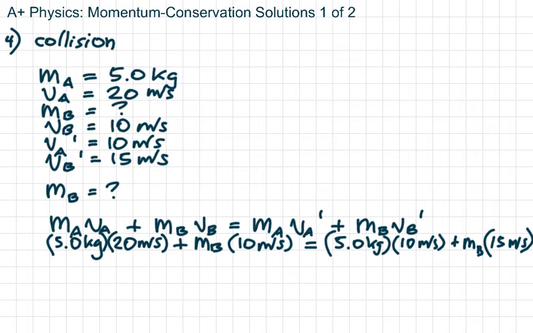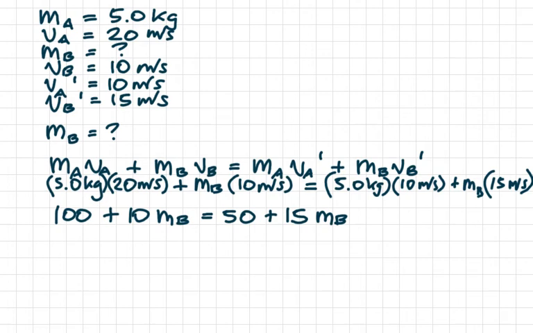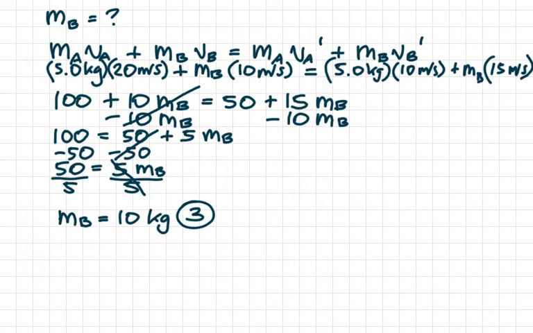Plug in, and then I like to rewrite without the units because then it helps collect terms. All right, let's get all the MB together and get the other numbers together. So that's what I mean by collect terms. I'd like a positive mass, so I'm going to subtract the 10 MB from both sides. And there we have it. When you work it out, you get 10 kilograms.